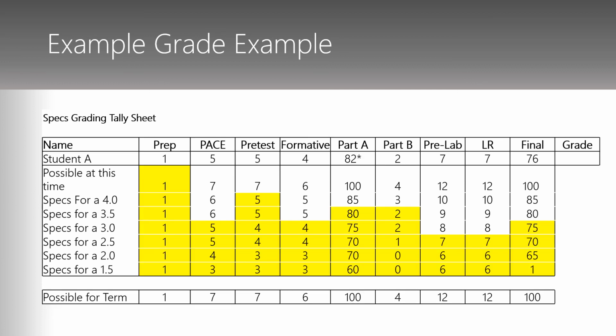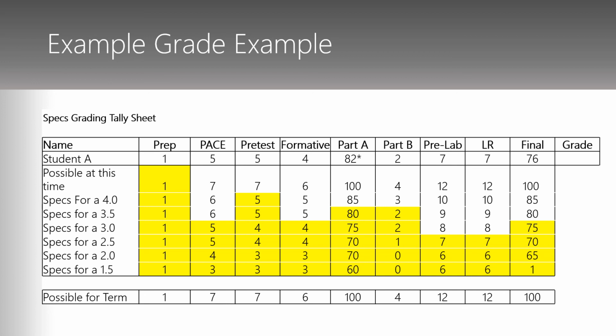Now, I noticed that the numbers are a little off between these two, but we'll go with these. They're going to determine how high up on each assessment category you went, right? So if you look at this, on the prep, you went all the way to the 4-point level. Pace, you got up to a 3-point because you had 5 out of 7. The pretest, you got up to a 4-point because you had 5 out of 7. Formative, you got to 3-point with 4 out of 6.